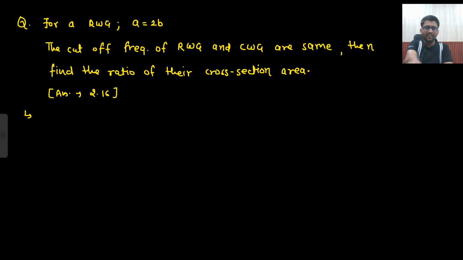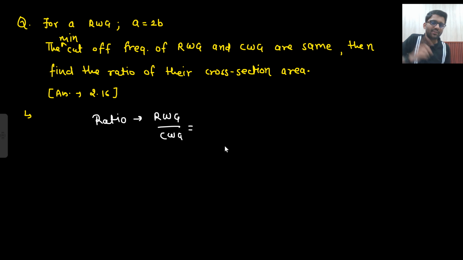So for a rectangular waveguide, A is equal to 2B. Okay. The minimum cutoff frequency of a rectangular waveguide and a circular waveguide are the same. Then find the ratio of their cross section area. So what do I need to find? I need to find the ratio. What ratio will it be? Rectangular waveguide divided by circular waveguide. This is what I am finding, the ratio of their cross section area.